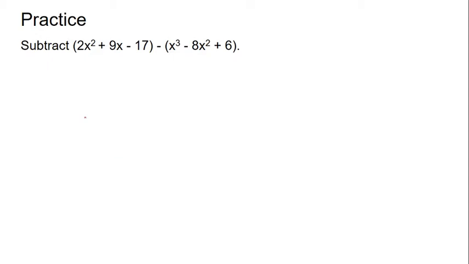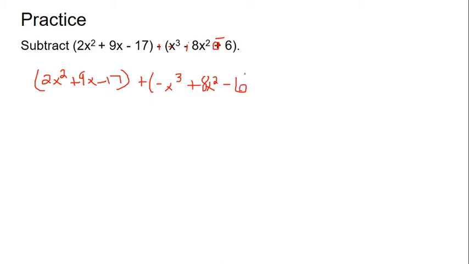Alright, now that you have tried to complete it on your own, let's go ahead and do it. So our first step, remember, is that we are going to distribute that subtraction sign inside. So I'm just going to do it up here at the top, so I'm going to change this to a plus. Then we're going to have a minus, a plus, and then over here, instead of this being a plus, we're now going to have a minus. So now we're going to have 2x squared plus 9x minus 17. Our first polynomial stays the same, plus negative x cubed plus 8x squared minus 6.